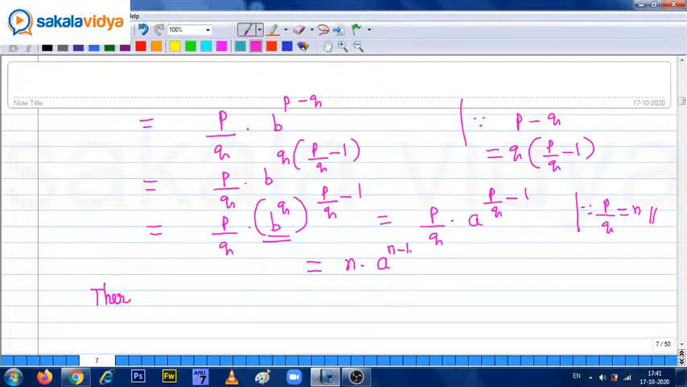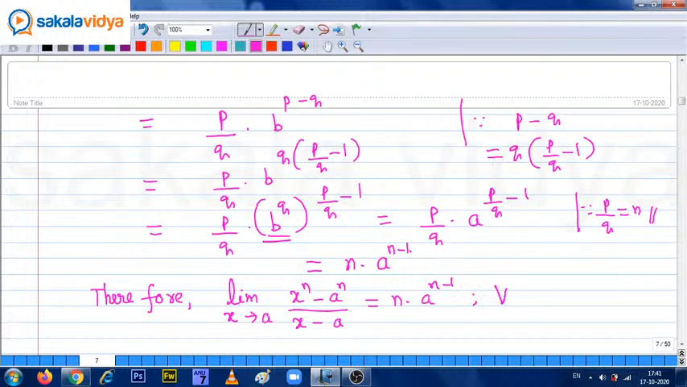Therefore we conclude like this: limit x tends to a, x to the power of n minus a to the power of n upon x minus a, equals n times a to the power of n minus 1, for every n belonging to rational numbers and a greater than 0. Hence it is proved. Hence proved.